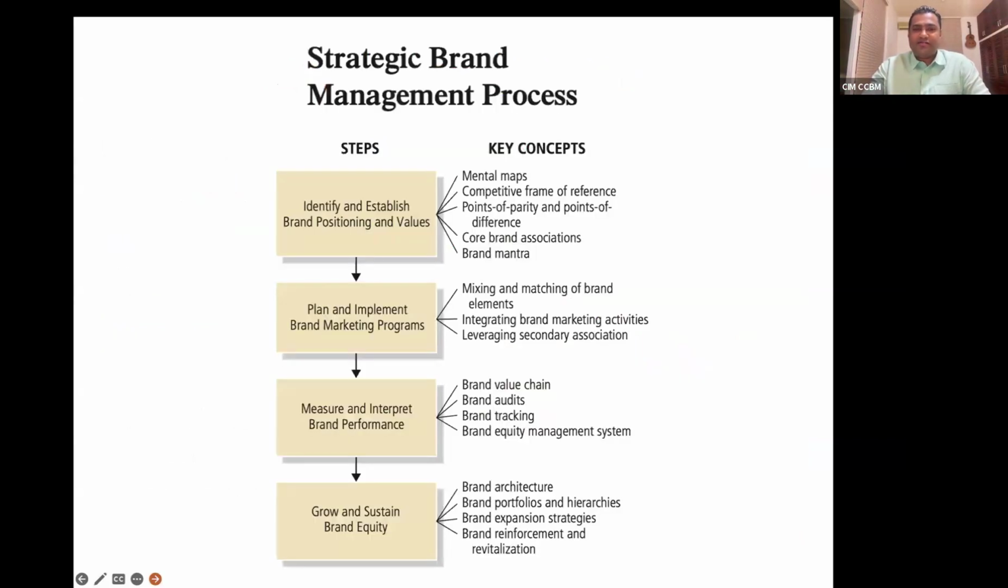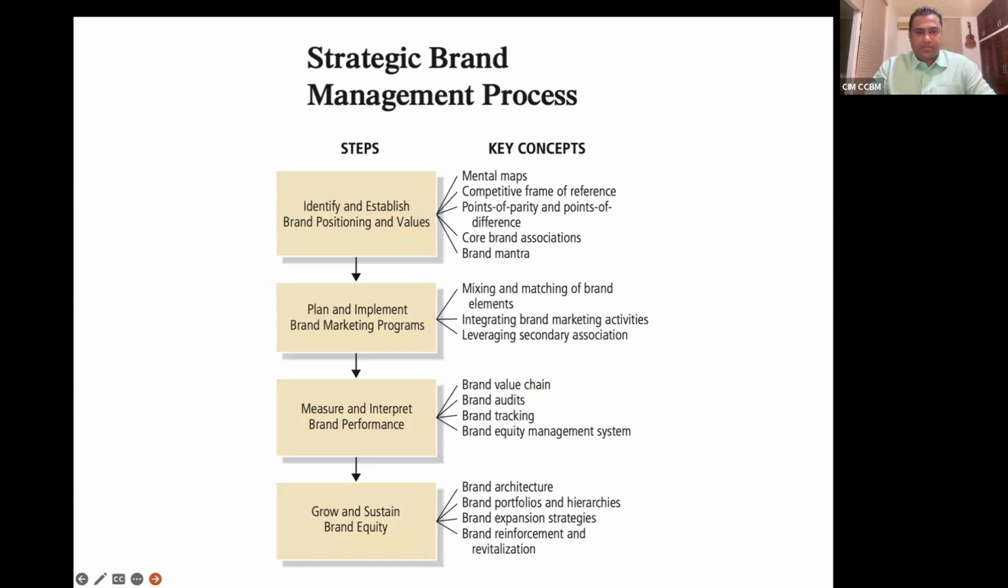You have to roll up your sleeves and learn it from scratch by doing. Okay? You can't only learn it in books. And according to Kevin Lane Keller, the strategic brand management process has 4 steps. His entire book is built on these 4 steps.